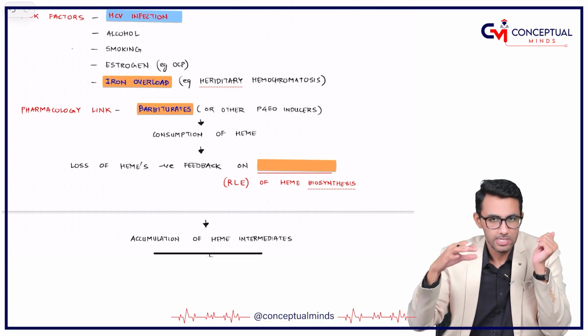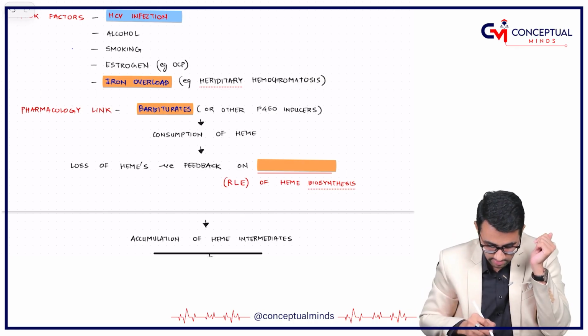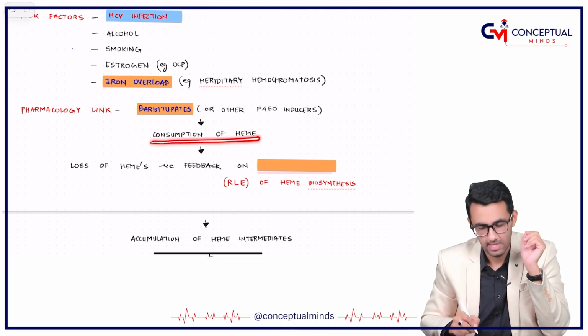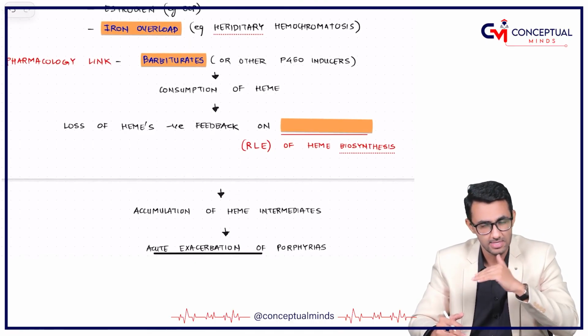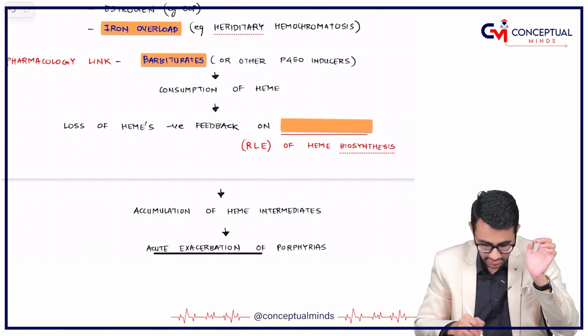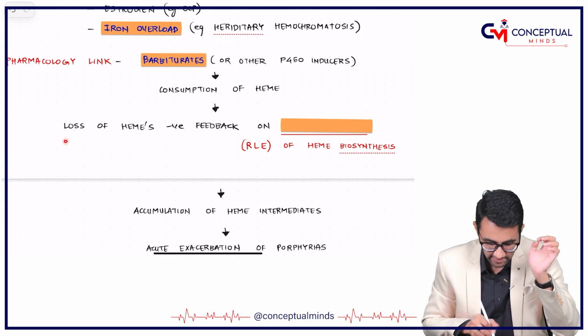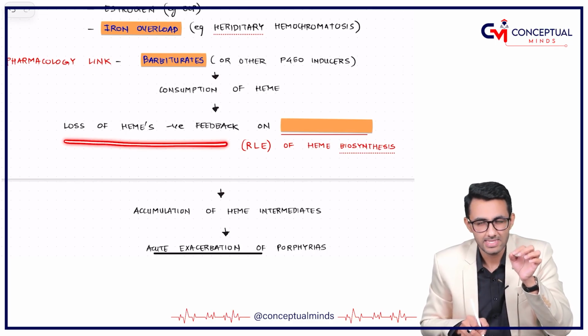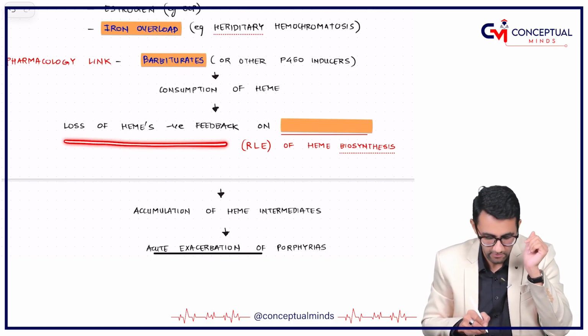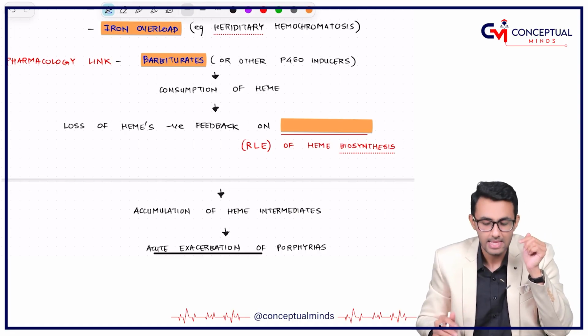So there is depletion of heme. Consumption of heme happens. That is the reason, because heme is less, the free heme is decreased, and there is loss of negative feedback. Why is there loss of negative feedback? Which is the enzyme that is the regulator for this? That is the ALA synthetase.